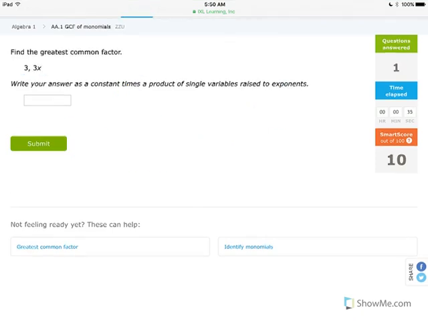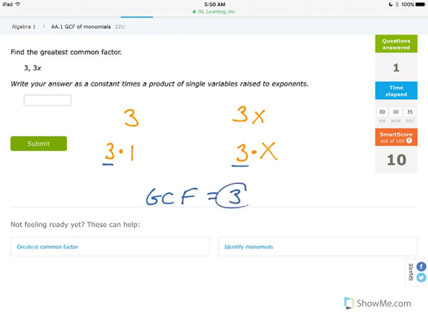And looking at the next one, we have a 3 and a 3x. So the 3 is 3 times 1. The 3x is 3 times x. So what do they have in common? They have a 3 in common. So the greatest common factor on this one is going to be a 3 again.